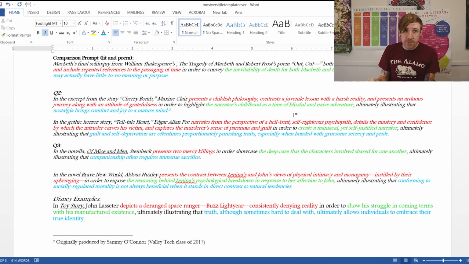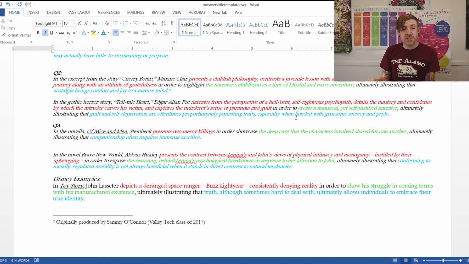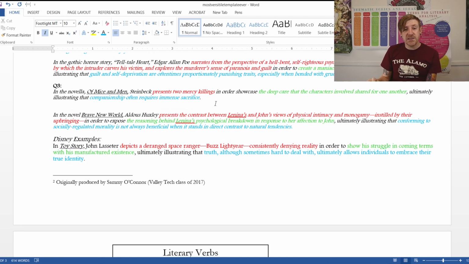Question 3. We can use this template for question 3. We're going to have one about Of Mice and Men here. And we have in the novella Of Mice and Men, Steinbeck presents. So notice we've got presents right here. 2 mercy killings. So those are events that happen in the story, in order to showcase the deep care that the characters involved shared for one another.